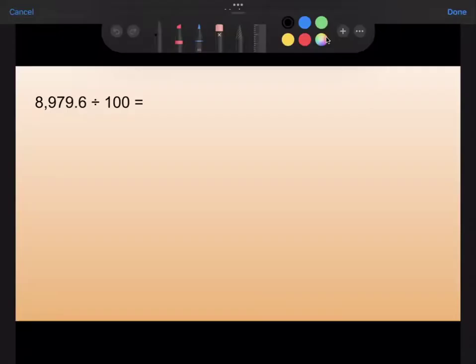Okay, here is the next one we're going to look at. It's 8,979.6, and we're going to divide it by 100. So I definitely want to consider using the shortcut here since I can, because those are some pretty big numbers.